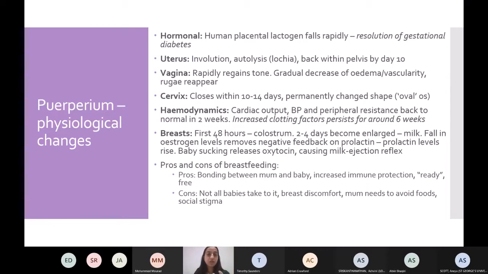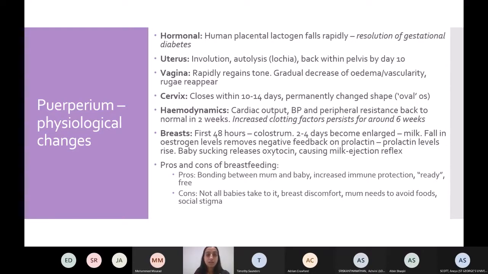The vagina regains tone, and you get a decrease of the edema that can happen during delivery, and the cervix closes within 10 to 14 days, but remains permanently changed in shape. So if you have a look on a speculum examination of someone who's delivered, you can see that it looks slightly different, if you keep practicing.